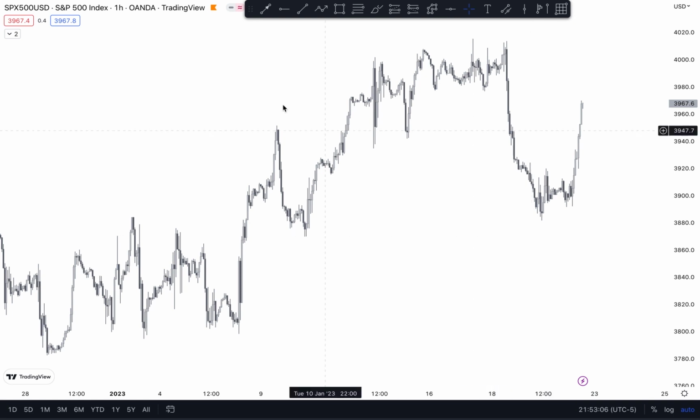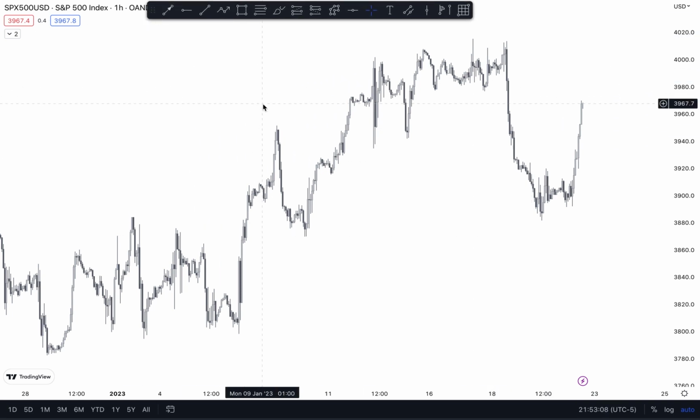All right, so here we are over on TradingView, and I have S&P 500 pulled up on the 1 hour right now, and we're just going to start looking for imbalances and see how it reacted off of it.